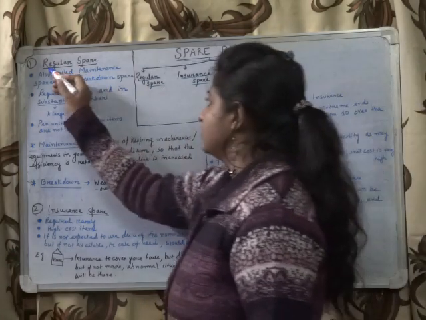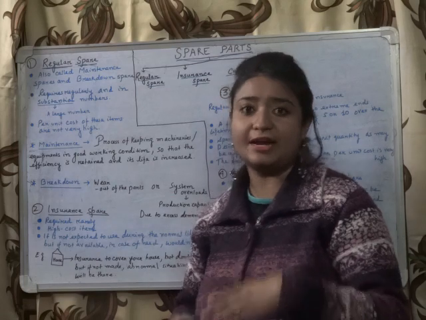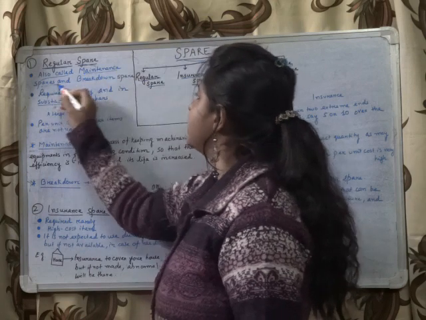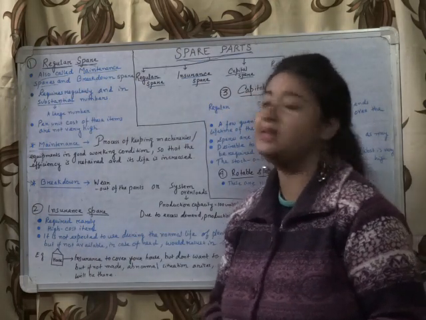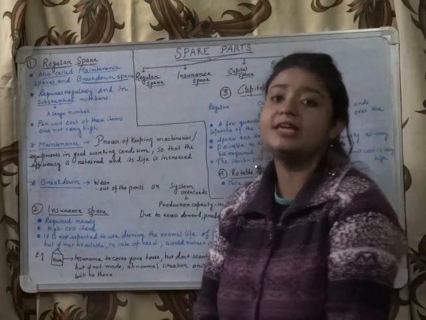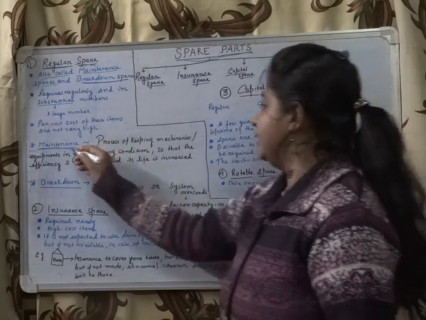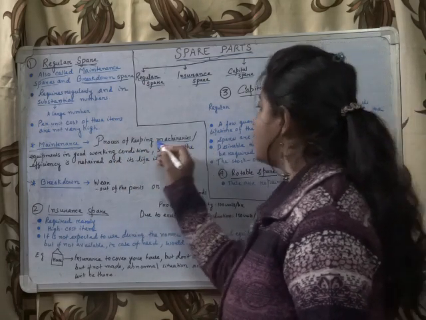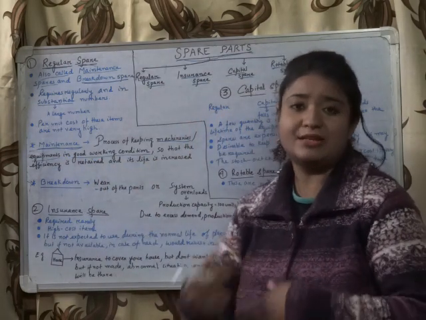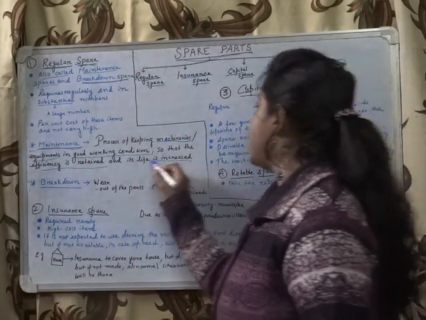First is regular spare. As the name suggests, it is regular in nature, the spares that are required regularly. They are also called maintenance spares and breakdown spares. Before that we have to understand it very carefully. What does the word maintenance denote? Maintenance is the process of keeping machineries or equipments in good working condition. To maintain something means that the efficiency is retained and its life is increased.